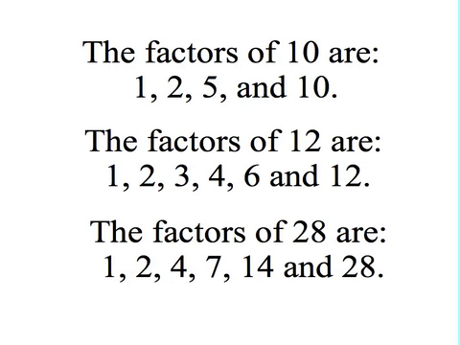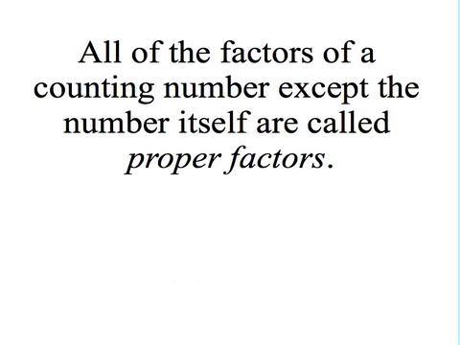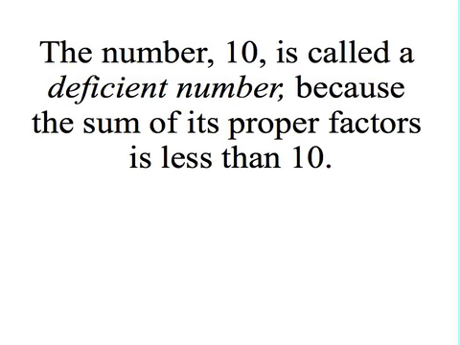And you may have already noticed that 1 is always a factor of a counting number, and the number itself is always a factor of a counting number. All of the factors of a counting number except the number itself are called proper factors. And getting back to the number 10, it is called a deficient number because the sum of its proper factors is less than the number itself, which is 10.